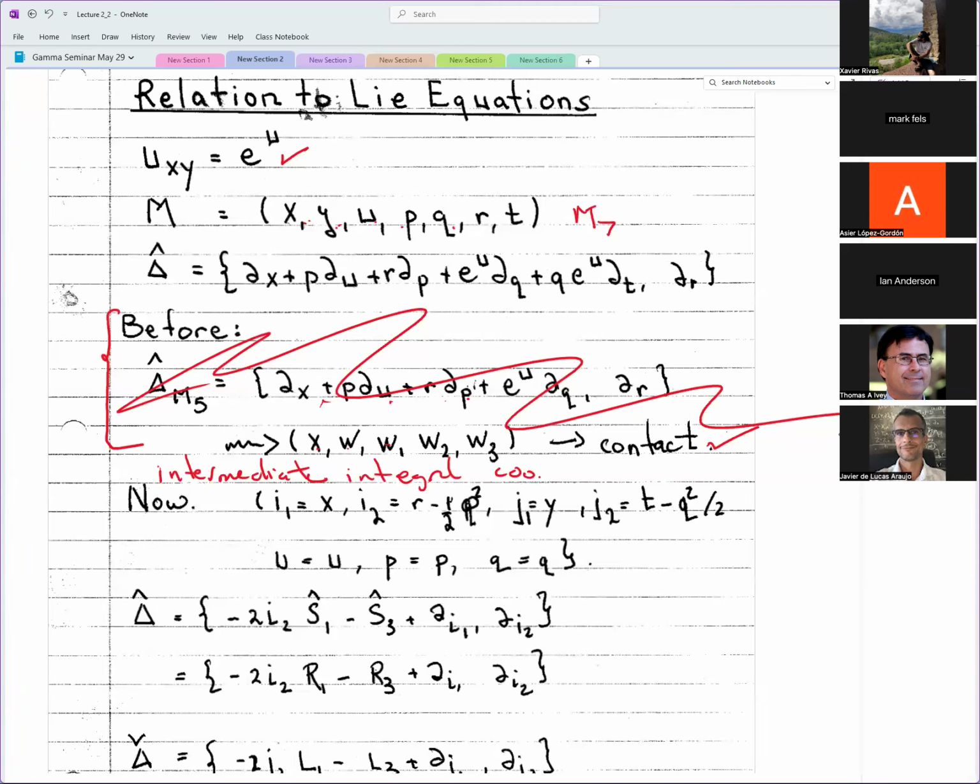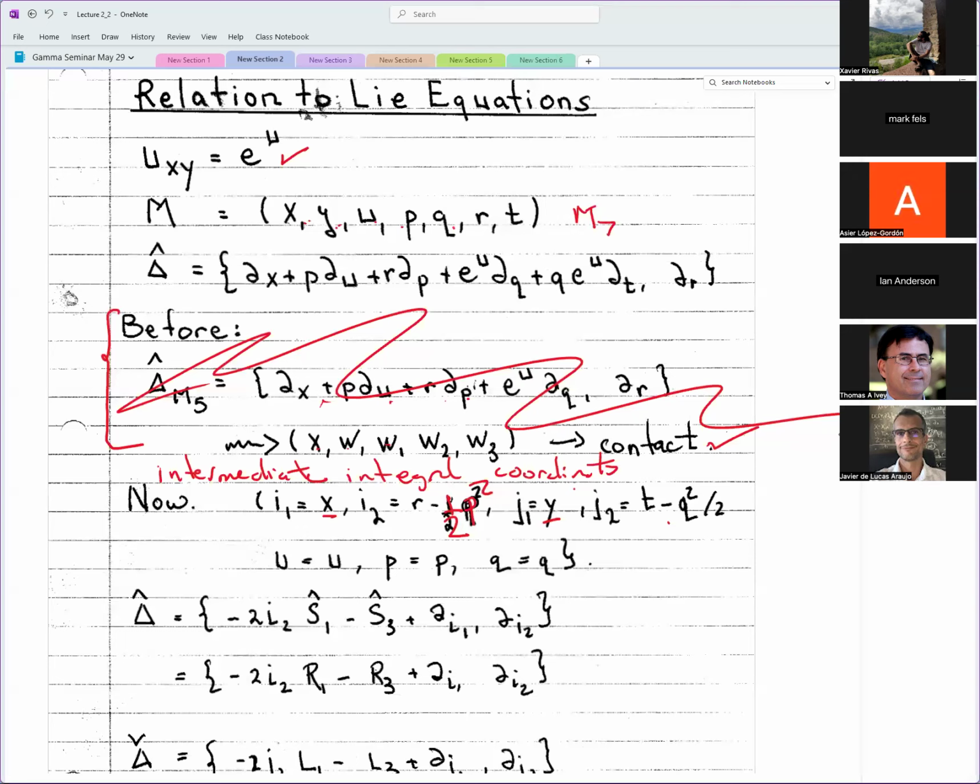Coordinates. Okay. So the intermediate integrals were x, r minus, it's a little hard to see, 1/2 p squared, y, and t or u at y minus 1/2 q squared. So we have to take these 4 functions, x, r, u, and t, and complete them to a coordinate system.